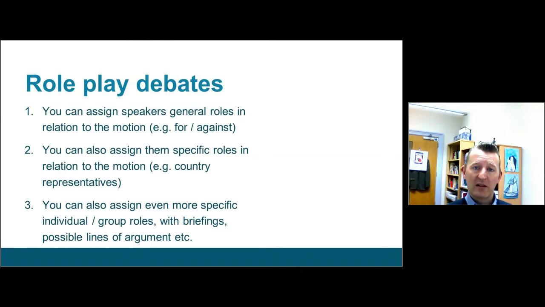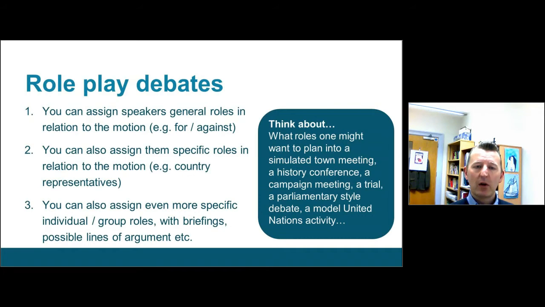For example, in the Model UN type model, you give people countries and country briefings, and they have to represent their interests. And then you can also assign more specific individual or group roles with briefings, with possible lines of argument. For example, if one group were representing Muhammad Ali Jinnah, one group were representing Mahatma Gandhi, then you would give them the briefing for that. So when we're talking about roles, we can be talking about a range of different things, but it's useful to think about how we are setting this debate up and what kind of roles would be significant.